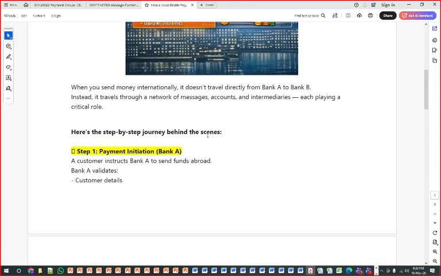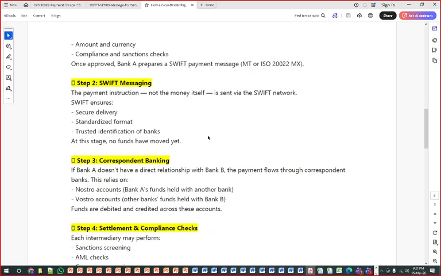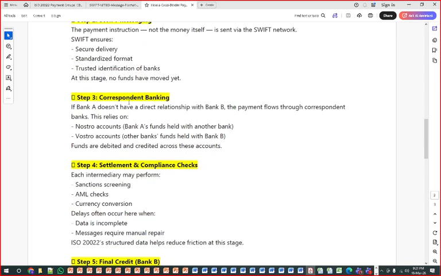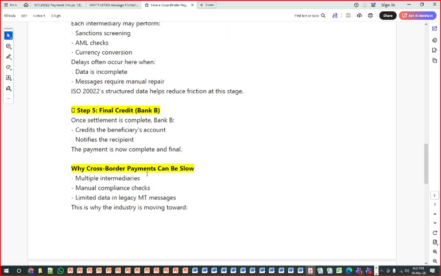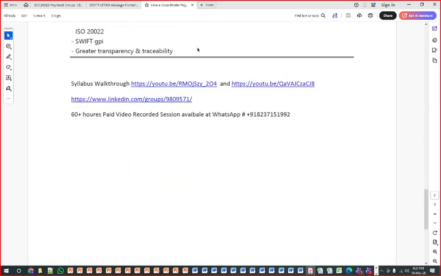And normally Swift and SEPA payments are my area. So I'm going to walk you through in detail what correspondent banking work is, how settlement happens, how compliance checks happen, and credit debit transactions. Okay, and there are many aspects of this.